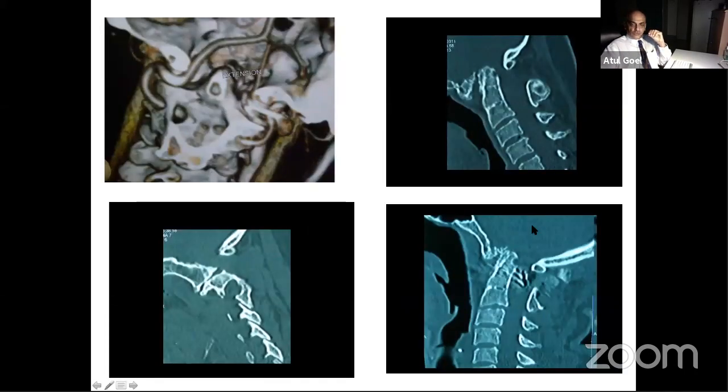This is another case. You see the osteophytes here, the bone formation here. There is osteophyte formation here, and here. The joint space is reduced. You see the joint space reduced. This patient does not need reduction. This patient does not need any decompression. This patient needs realignment and stabilization.